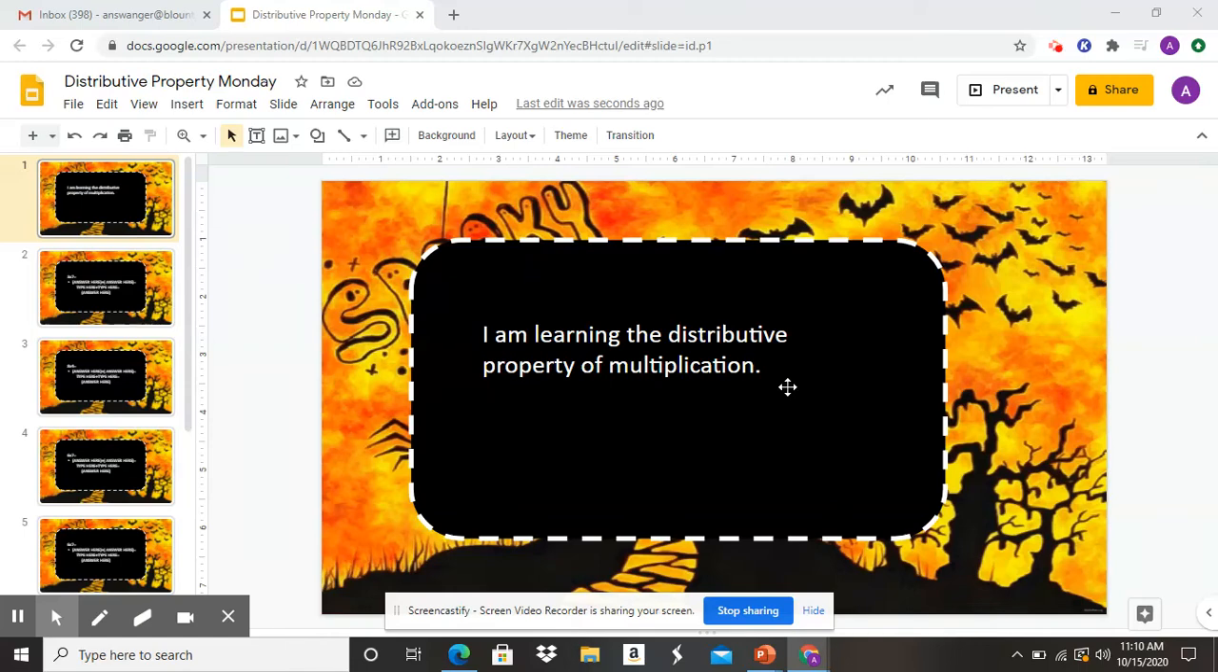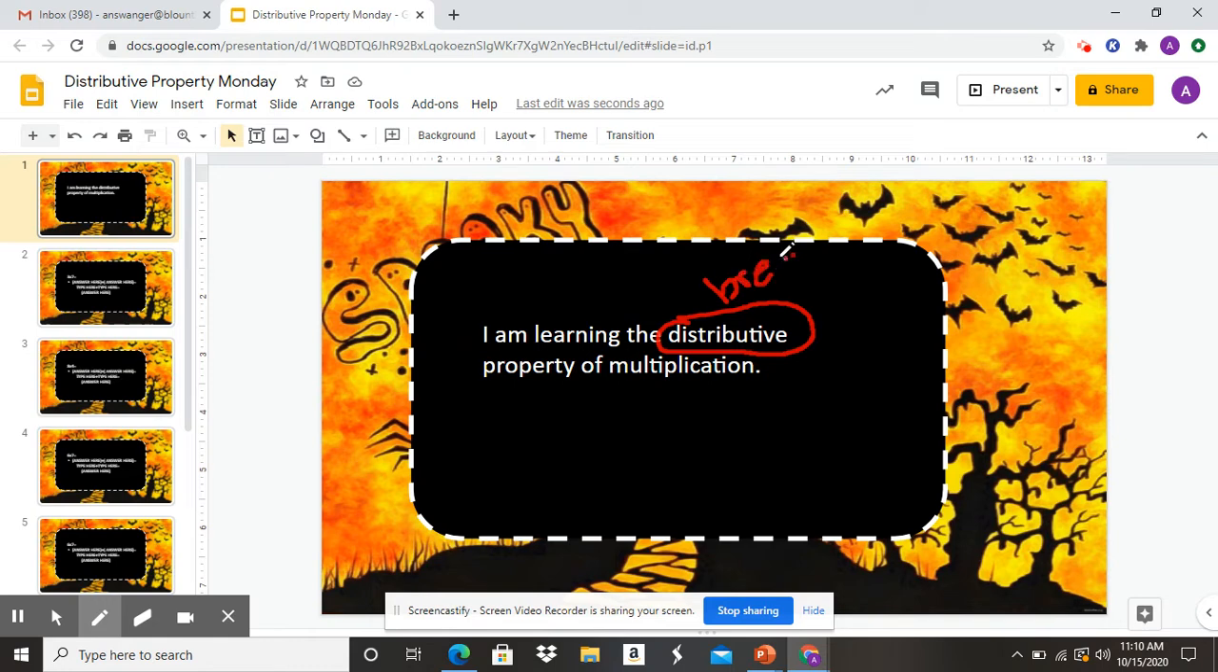This is going to be your Monday math assignment. So in class, we've been learning the distributive property of multiplication. And when I look at the distributive property, we often call this the break apart property. So I'm going to write that word up here.